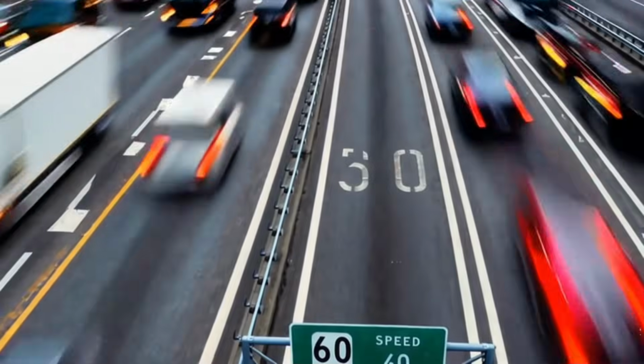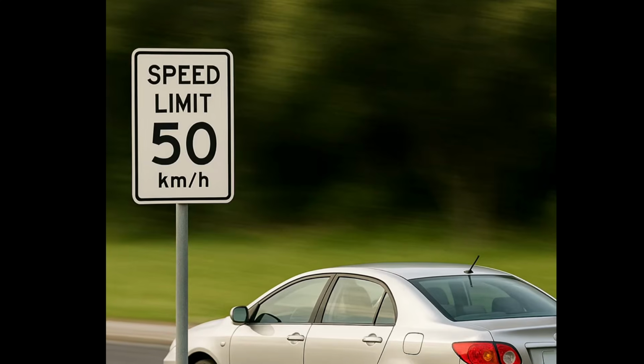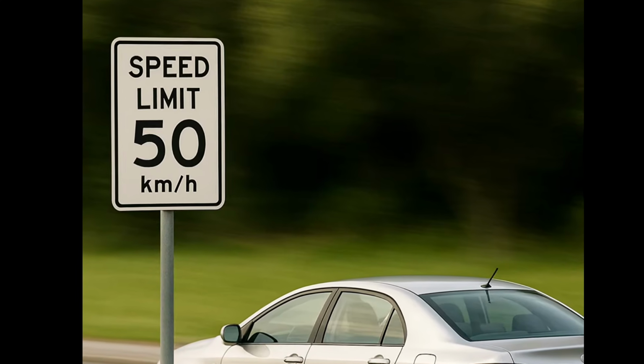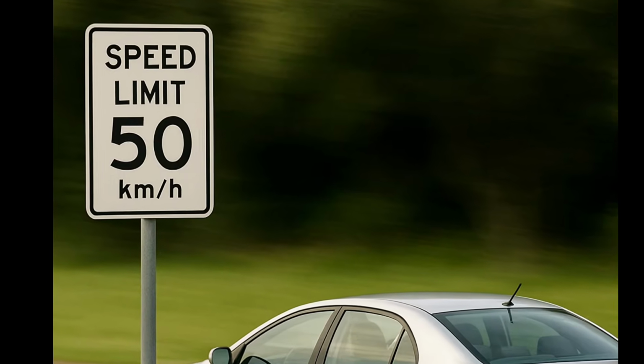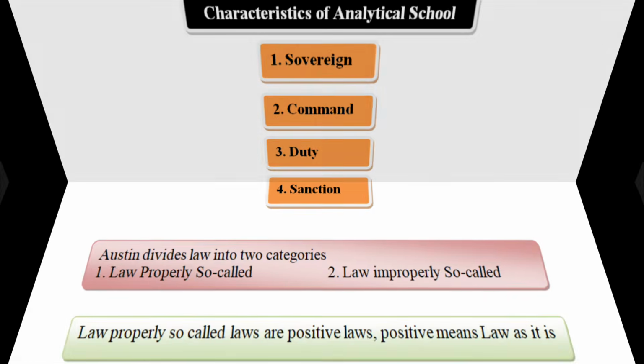For example, a traffic law that says no one shall drive above 60 km per hour in a city area is a command from the sovereign issued to the people to ensure public safety and order. Number 3, duty. When a command is given by the sovereign, it is the duty of the people to follow it. Failure to fulfill a duty results in sanctions.